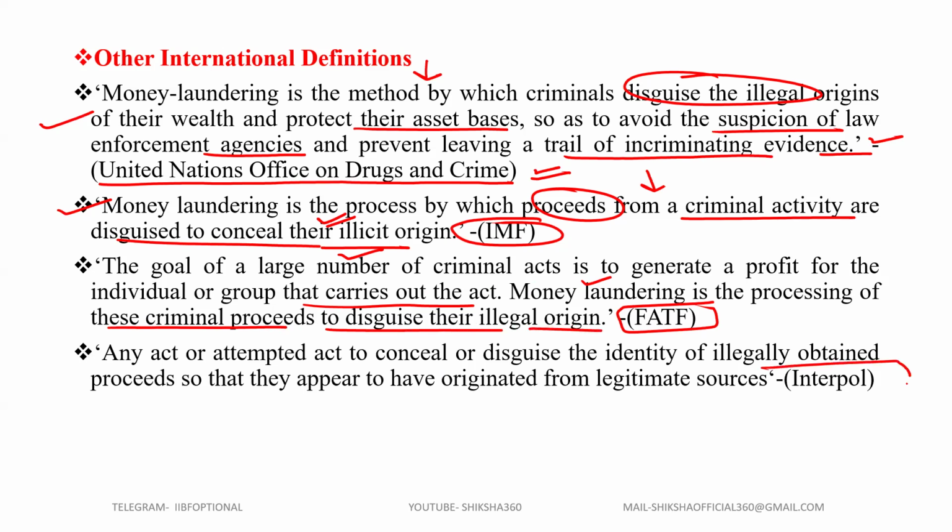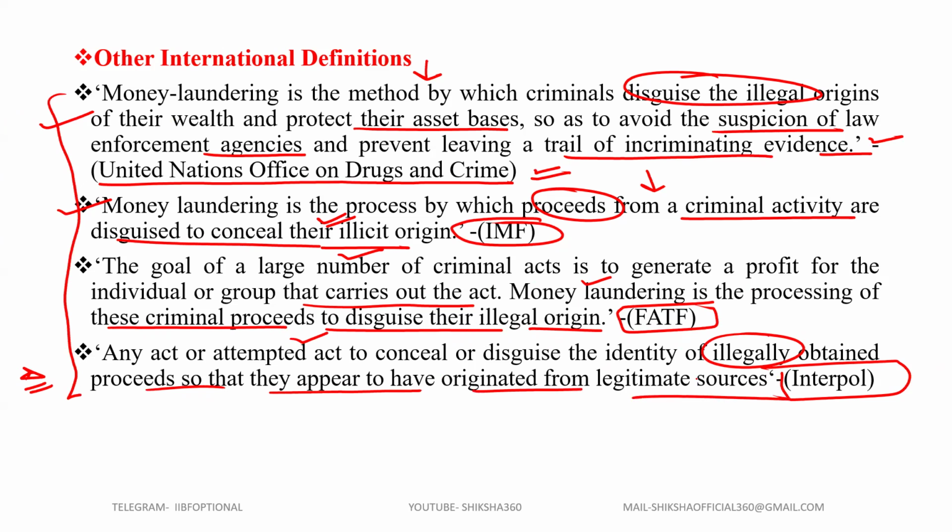Last one, that is by Interpol. So I request all of you kindly go through all these definitions at least two times so that you are able to remember. Not to cram this, but try to remember. Clear? So that is any act or attempted act to conceal or disguise the identity of illegally obtained proceeds so that they appear to have originated from legitimate sources. Clear? So Interpol is basically saying that any act, anything you are trying to do to conceal or disguise the identity of the illegally obtained proceeds so that they appear to originate from legitimate sources, that is also a crime.